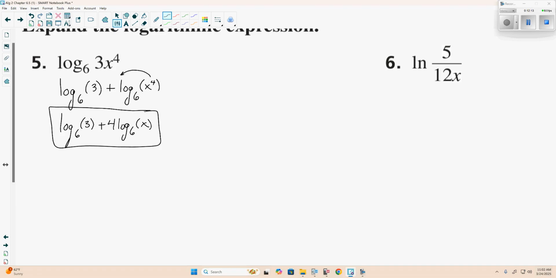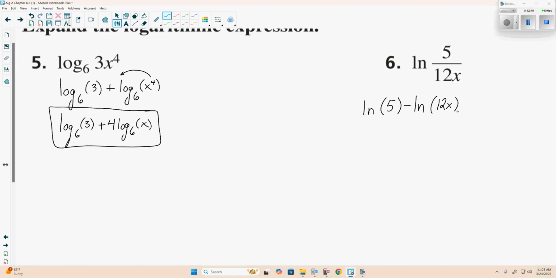Let's look at number 6. Natural log of 5 over 12x. And again, the first place we're always going to start is with our quotient. Now, since we do have two things being divided, we can rewrite it as a difference. What's on top goes first, so the natural log of 5 minus the natural log of the bottom, which will be our 12x. So natural log of the top minus the natural log of the bottom.